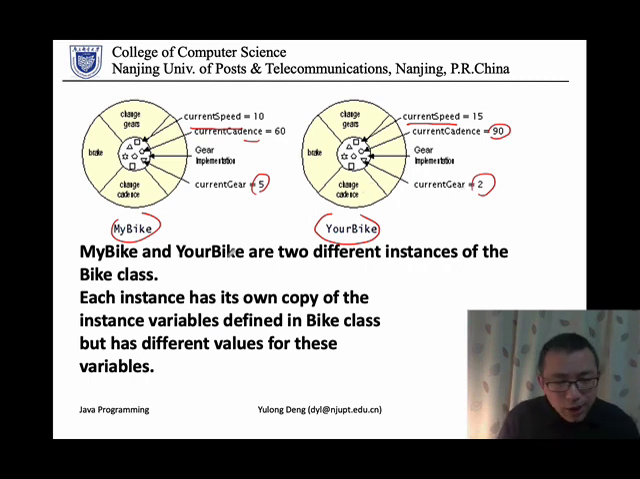So each instance, or what we name the object, has its own copy of the instance variables. This is important. This is what instance variable means. It depends on the object itself. So for different objects, the values inside these instance variables may be different. Okay, that's the idea.